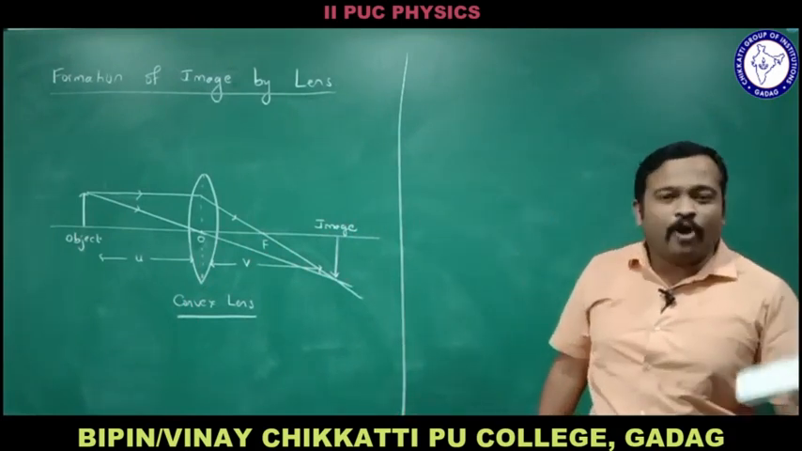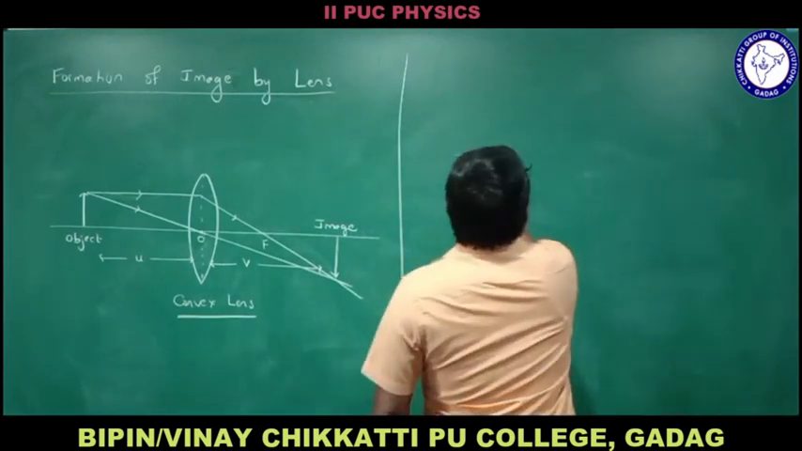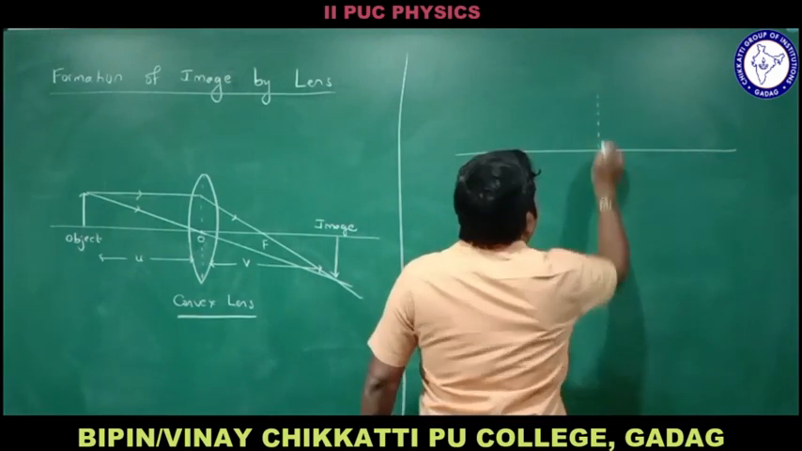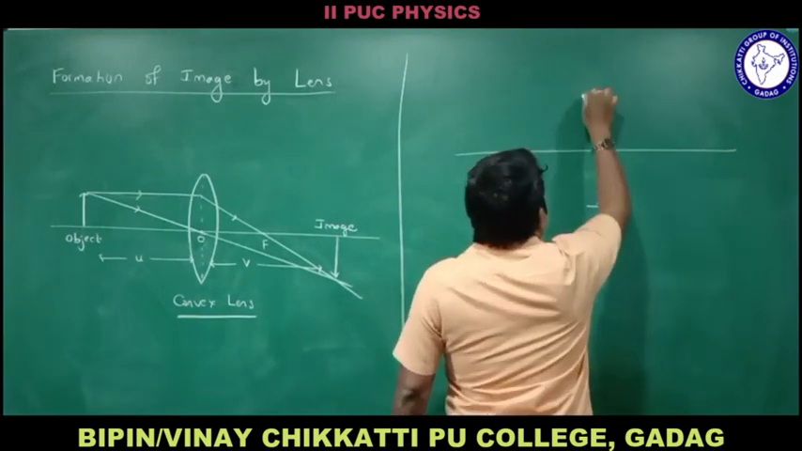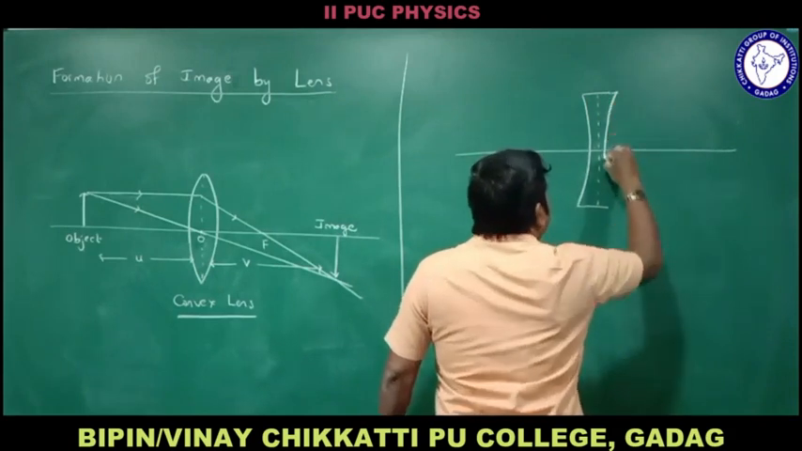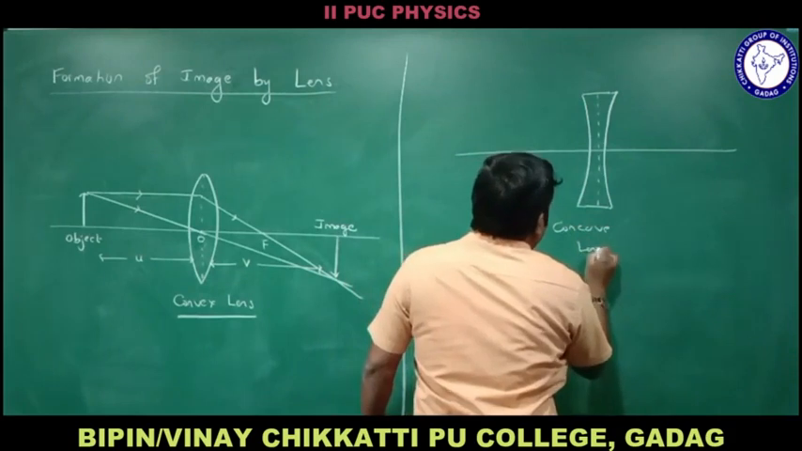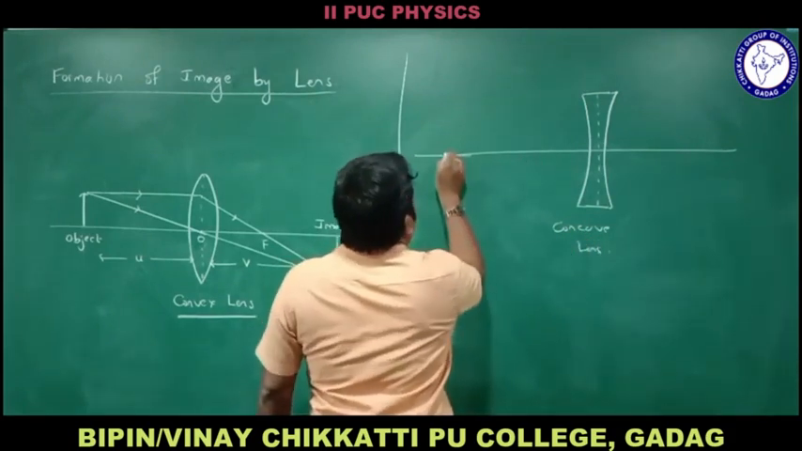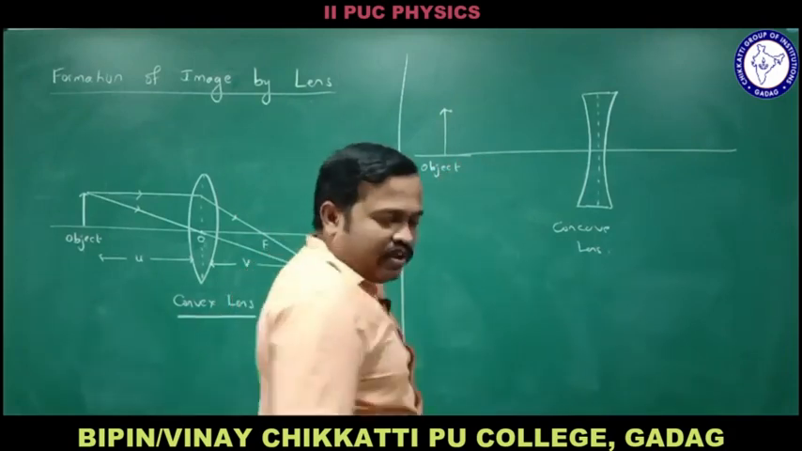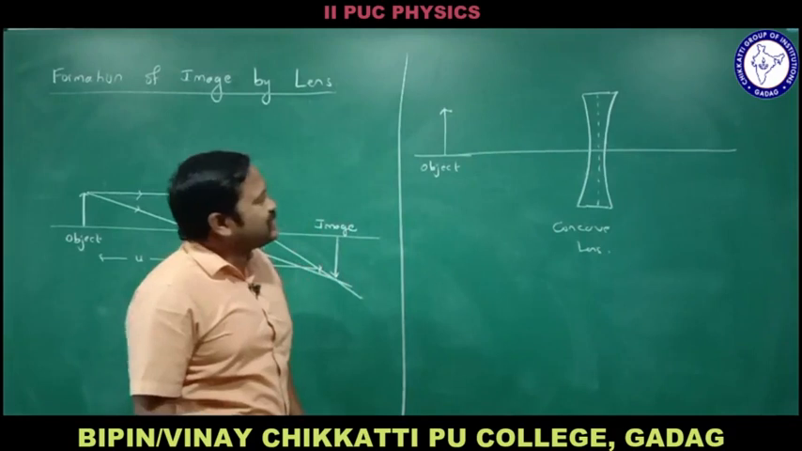Now let us check how actually the image is formed by concave lens. Okay, this is a principal axis, and this is a lens, right? This is a concave lens. Let me take an object at this position, right? Now let us find where actually the image is formed by this object.